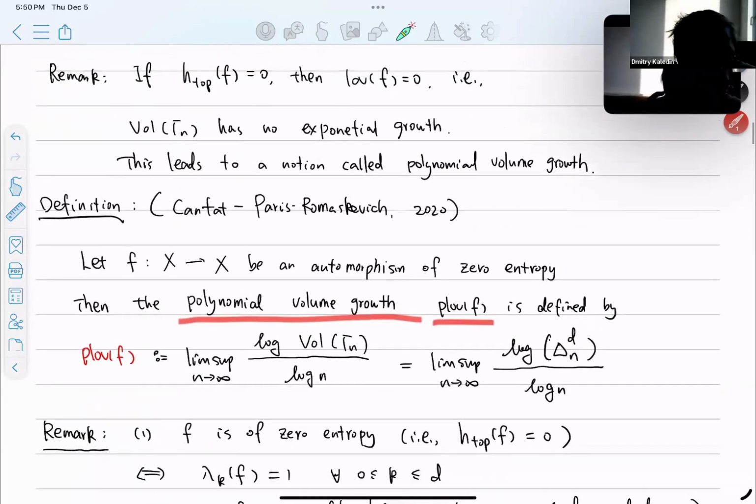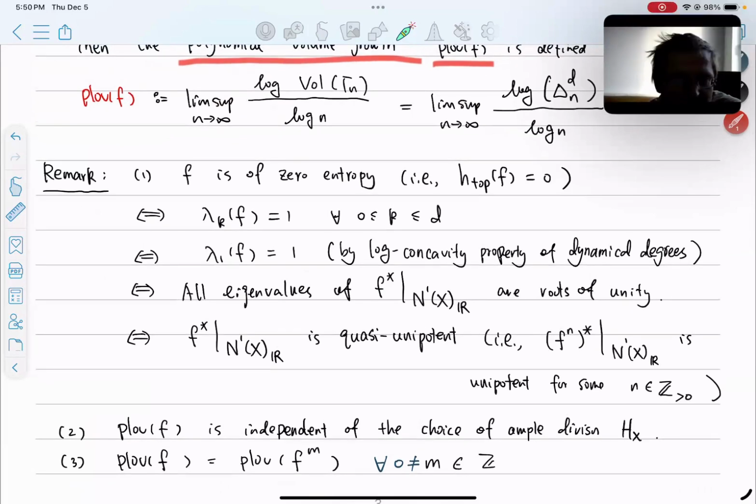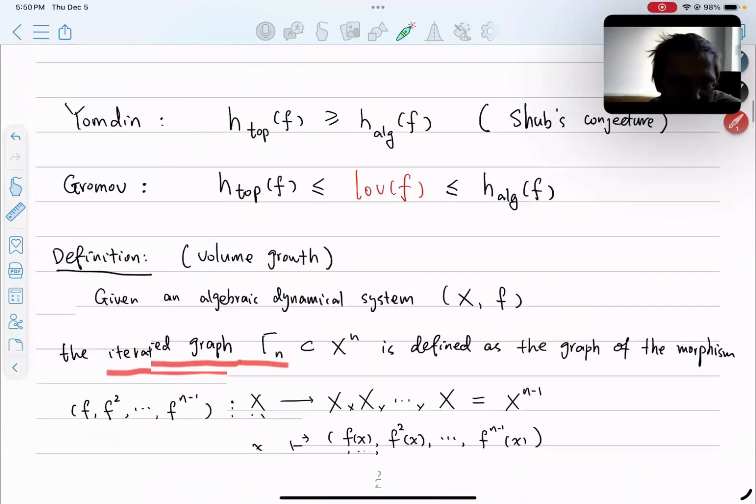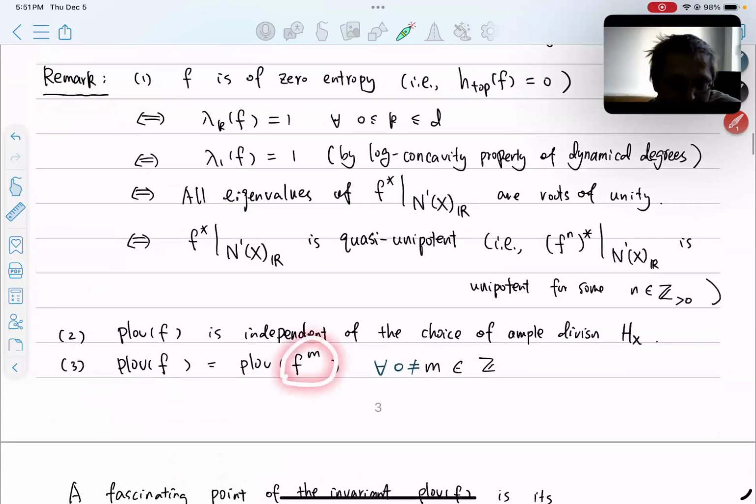But the question is, how does the usual logarithmic volume behave if you replace f by f to the power of m? The usual volume growth, without the letter p, like LOV of f. Oh, just the log of f, right? Mm-hmm. I guess here it doesn't change either. So here is the iteration, this is iteration, not the product.